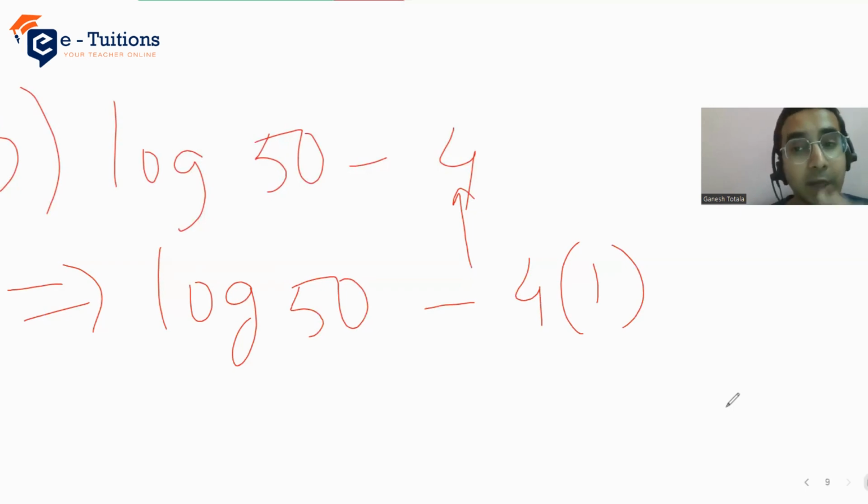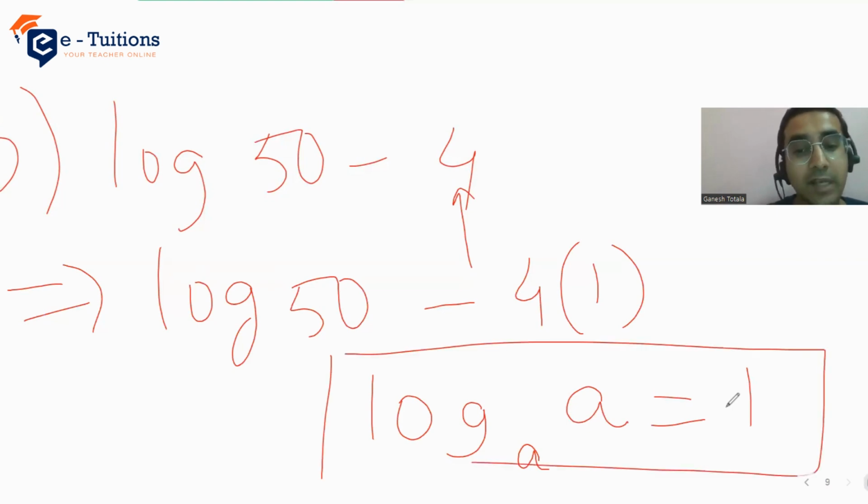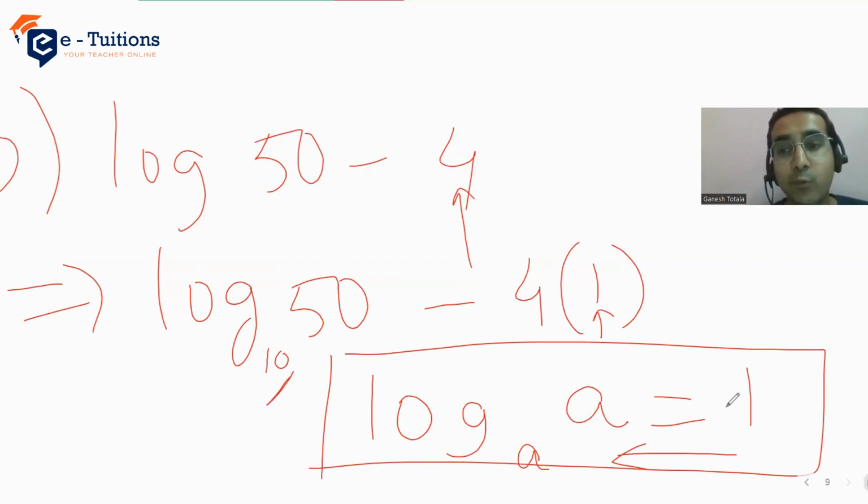Now, recalling the concept that the logarithm of any number to the same base is always equal to 1. Recalling this formula, I'll write it in reverse. Since the base is not given and log is mentioned, I can consider this as base 10. So looking at the question, I come to know that the base is 10. So obviously 1, I can now write as log of 10 to the base 10.